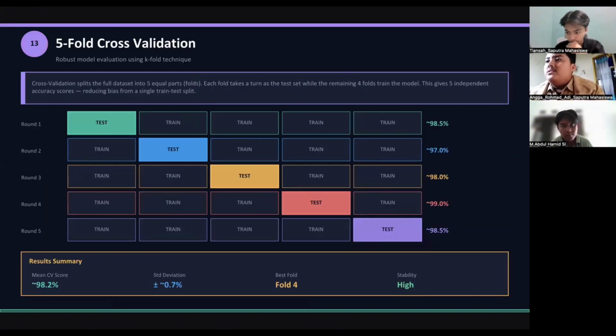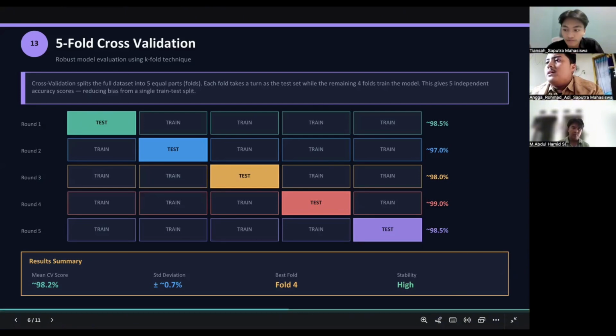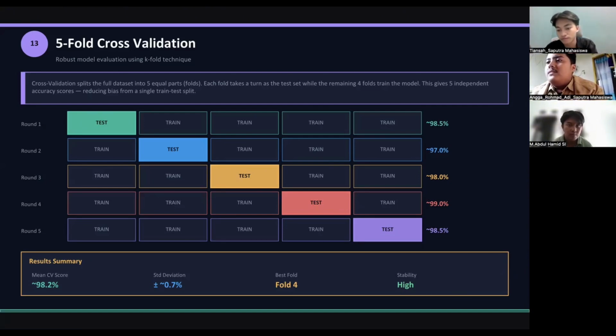Next slide. We use 5-fold cross-validation to make the evaluation more reliable. The dataset was divided into 5 parts. Each part becomes the testing set once, while the remaining parts become the training set. The average score was around 98.2% with a small standard deviation. This shows that the model performance is stable and consistent.